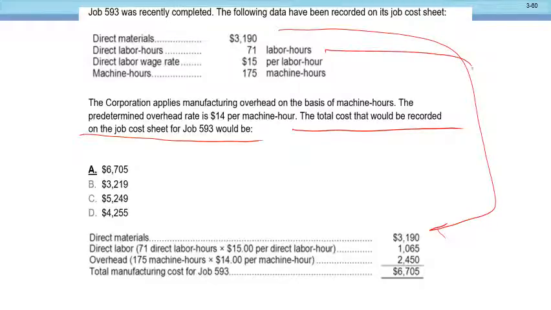They pick up the direct labor, which is simply my hours times my direct labor rate. Easy enough. And then I had 175 machine hours, and they tell me that my predetermined overhead rate is $14. This was just a definitional question, wasn't it? You had to know what a job cost sheet is, and what goes onto the job cost sheet, and that's pretty much all you needed to know.